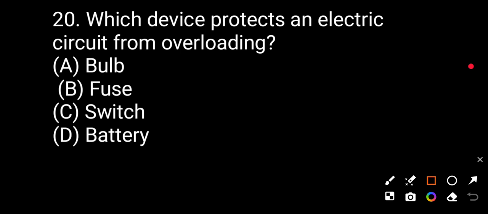Question number 20. Which device protects an electric circuit from overloading? Bulb, fuse, switch, battery. The correct answer will be fuse.